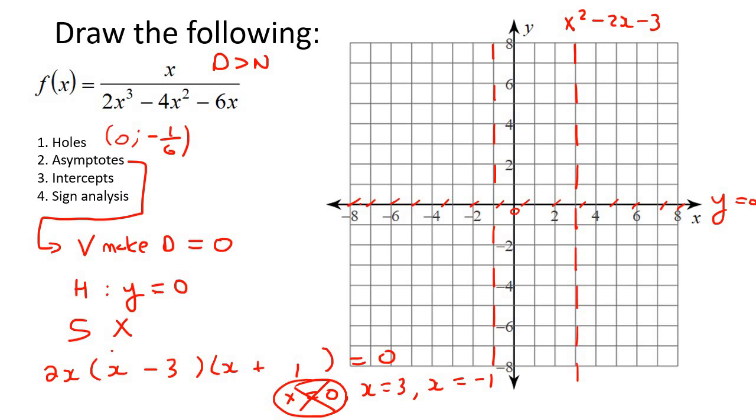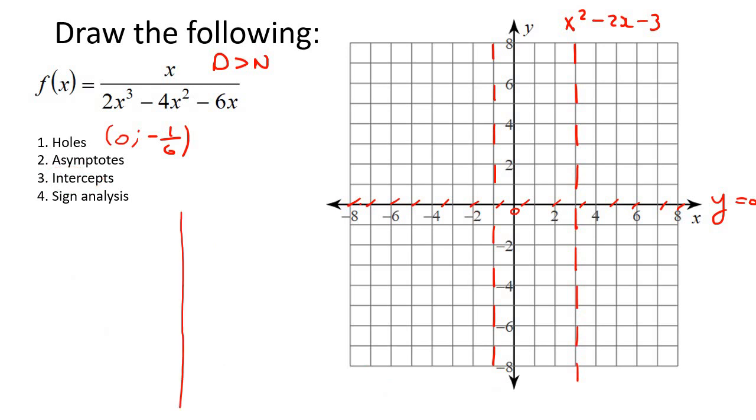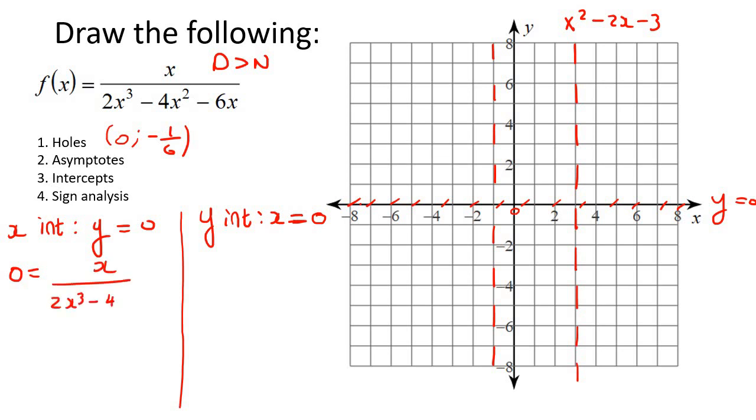Okay, so we've got all of that. Now we need to get some intercepts, x and y. To find an x-intercept, you make y 0. To find a y-intercept, you make x 0. So we make y equal to 0, and so 0 will be equal to x over 2x cubed, take away 4x squared, take away 6x. But once again, we're going to multiply this up to the top. We're going to get 0 is equal to x. So that's your x-intercept. But that is a hole, so we cannot put that as an x-intercept. Okay, so there's no x-intercept.